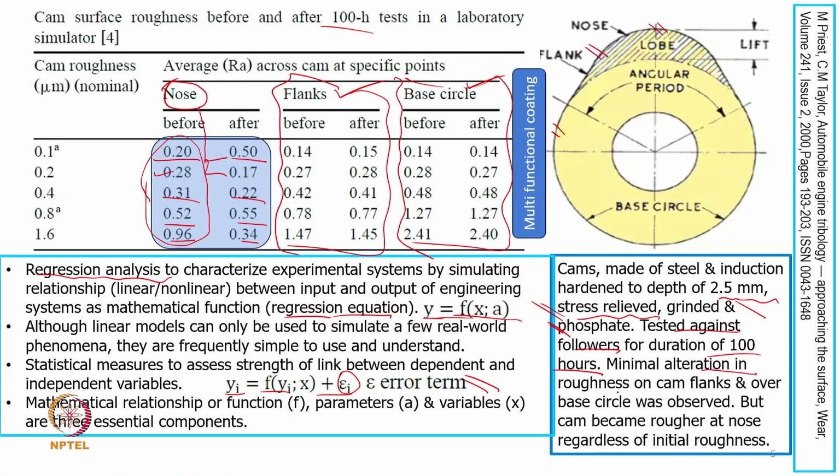So we say minimum alteration in roughness on the cam flank and over the base circle was observed, but the cam became rougher at the nose regardless of initial roughness. So this is important to consider. Same everything, on the complete cam follower mechanism. The cam has three sections; the base circle is related, because the load is not changing significantly and remains the same. The flank also more or less remains the same, but the nose, which is subjected to very high stresses, the surface roughness is changing. Sometimes it is increasing, sometimes decreasing.